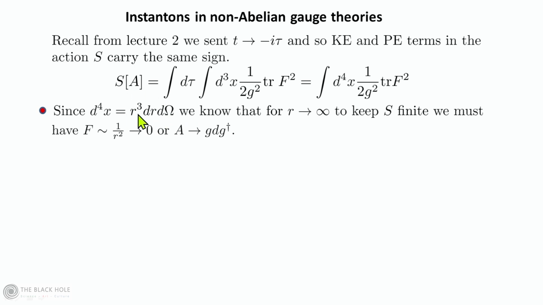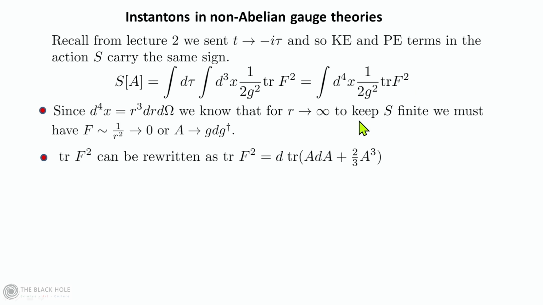But the important thing is this. Now, if F goes to 0 as 1 over r squared, that means I'll have dr over r, which is logarithmic, which means that it's got to go to 0 slightly faster than 1 over r squared in order to give a finite action. Of course, F has to go to 0, which means that A has to go to G dG†. That's the only way that you can keep this action over here finite.